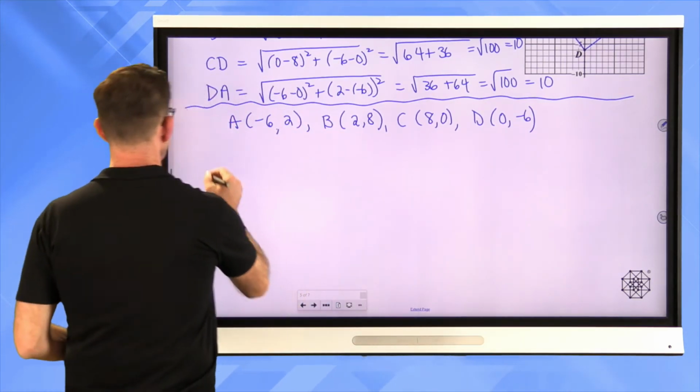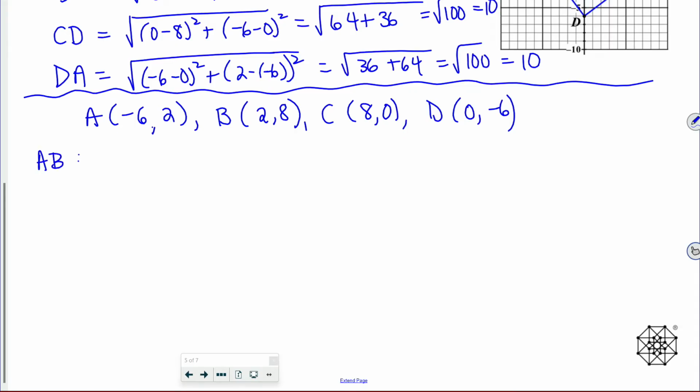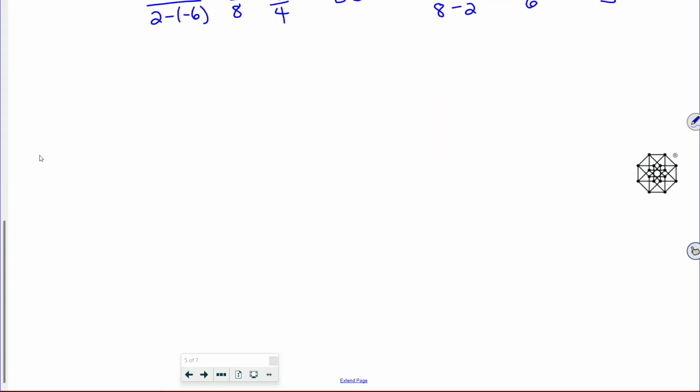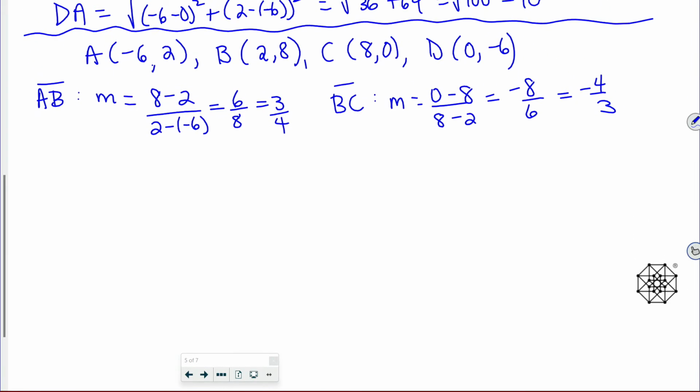Let's do it. First, the slope of AB. M is going to be 8 minus 2 over 2 minus negative 6. That's 6/8, and that's 3/4. All right, BC. The slope is going to be 0 minus 8 over 8 minus 2. That's negative 8 over 6, and that's negative 4/3. All right, let me extend my page a little bit, get myself a little bit of extra room. Now I've got CD.